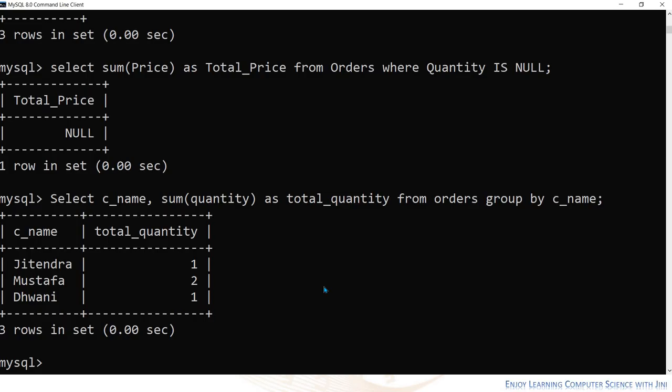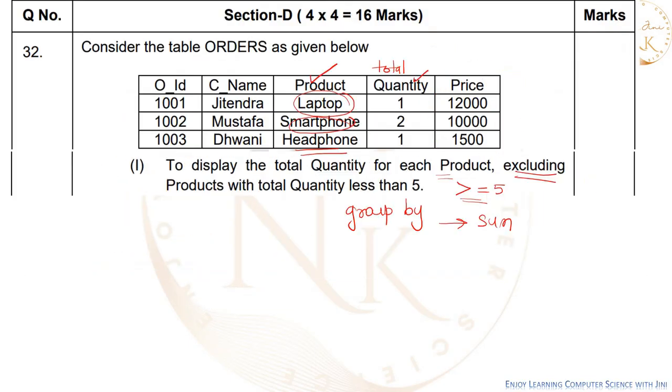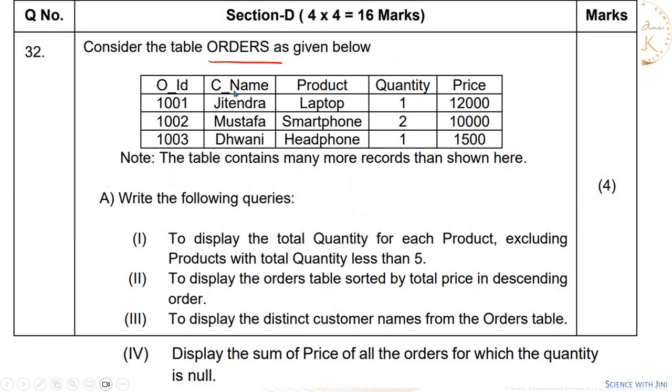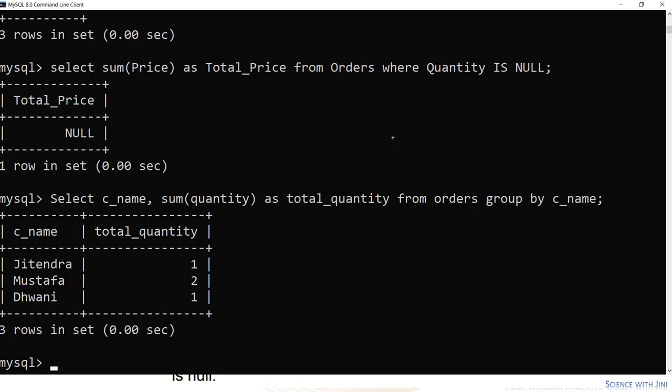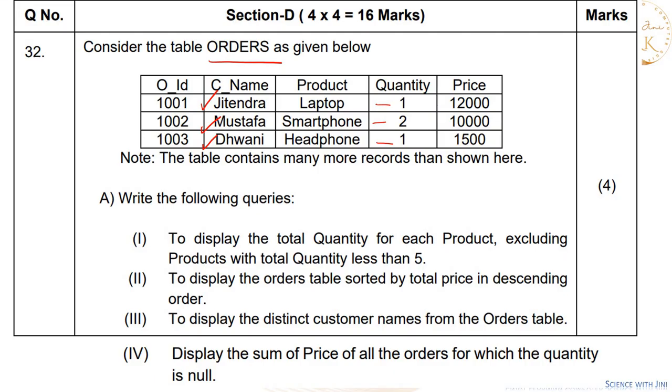So when you are writing, the output should be in a tabular form. And you can see what are the things in the query, C name and total quantity. Those two columns only should be there in your output table. Group by C name. So this is your table. Group by C name, this is your C name. There are three things in your table: Jitendra, Mustafa, Dwani. Okay, these three should be grouped. Quantities 1, 2 and 1. That's correct. We'll move on to the next question.